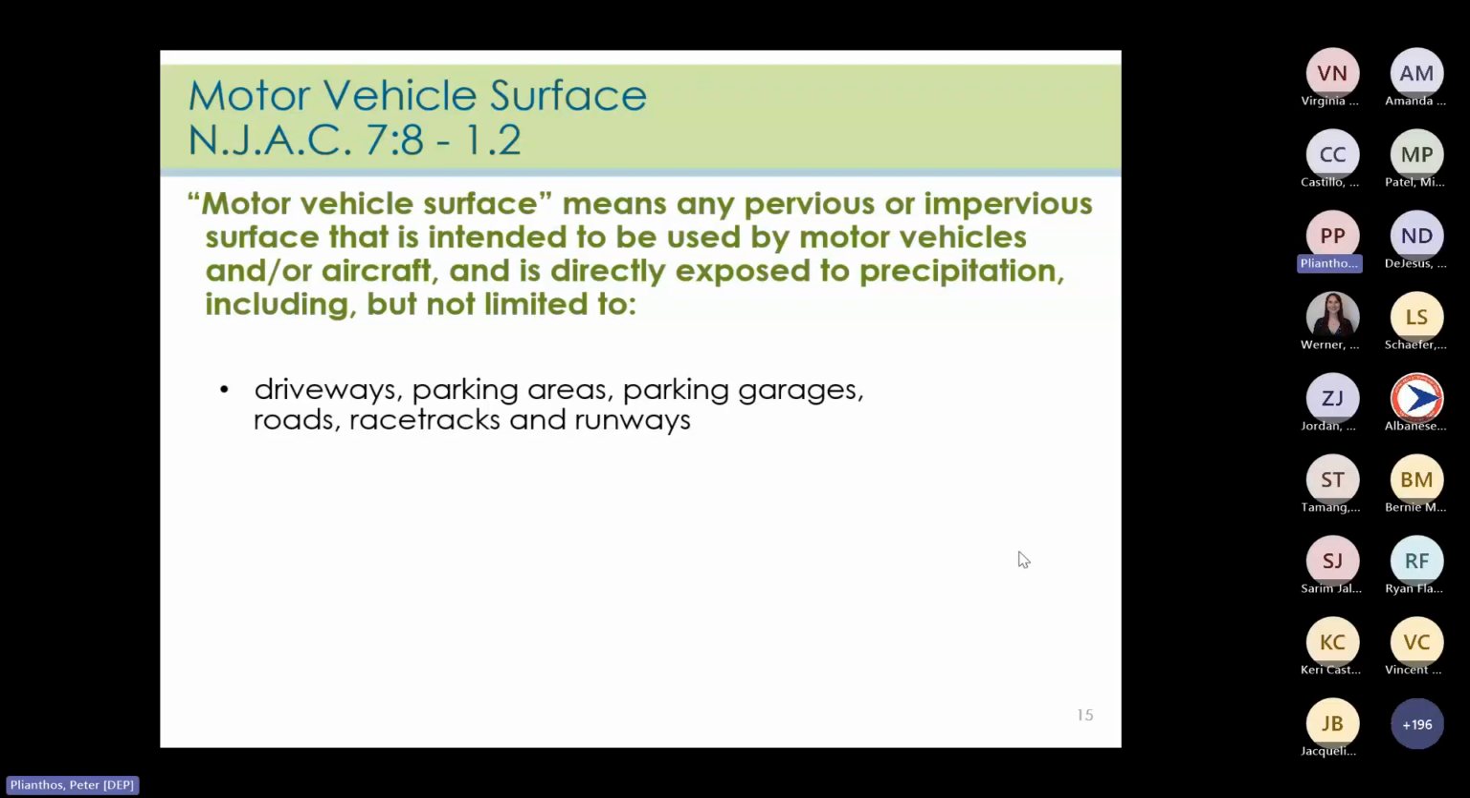The rules define motor vehicles and surfaces on which they are operated as they contribute to pollutants and stormwater runoff. Motor vehicle surface means any pervious or impervious surface that is intended to be used by motor vehicles and/or aircraft and is directly exposed to precipitation, including but not limited to driveways, parking areas, parking garages, roads, racetracks, and runways. And in the next slide, we'll define just exactly what is considered a motor vehicle.